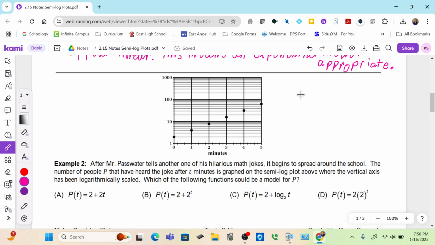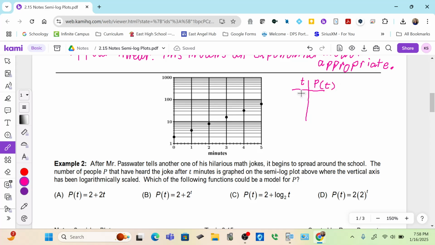So I'm going to create my input, which is going to be my x, or actually in this case it's t. So we've got Mr. Passwater telling a joke. P people have heard it after t minutes. So we're going to have a table that's t and P of t. So t is the number of minutes. P of t is the number of people that have heard the joke.